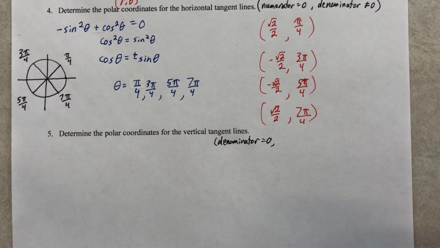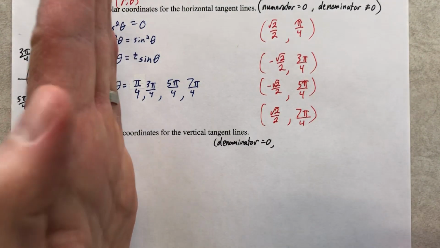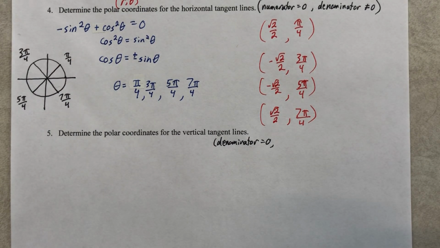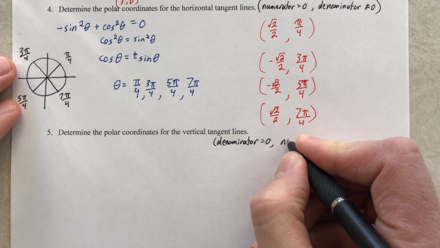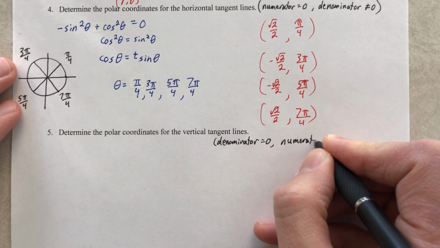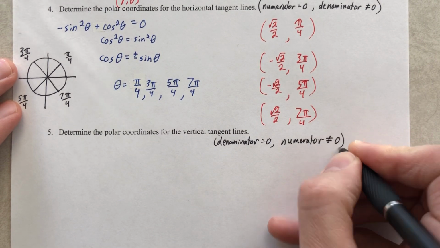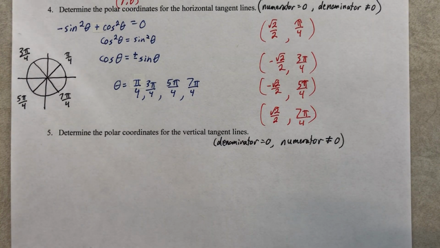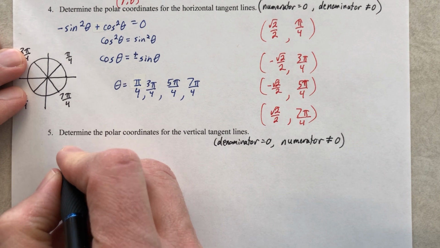So if the denominator equals 0, then we would have a slope that is completely vertical, but if we had 0 over 0, then we would not have a function at all that existed at that point. So I do want to say that the numerator cannot equal 0 at all. So determine the polar coordinates for the vertical tangent line. So same idea, we're just going to set the denominator equal to 0 using a blue pen, of course.